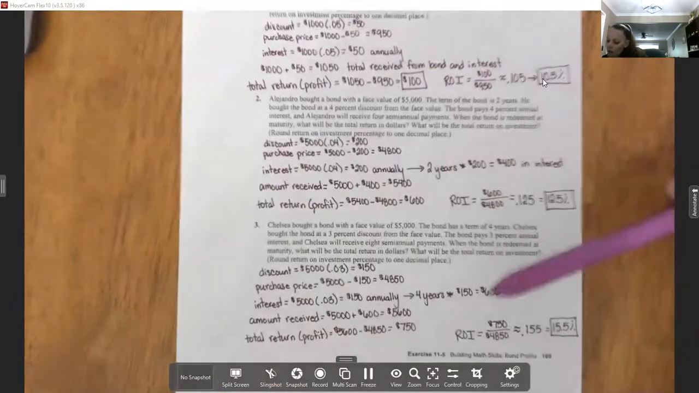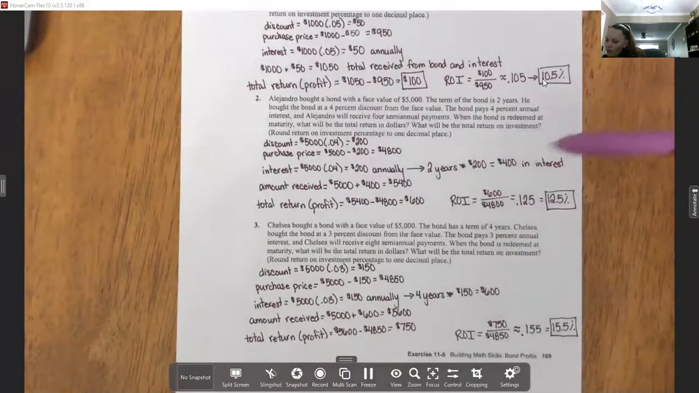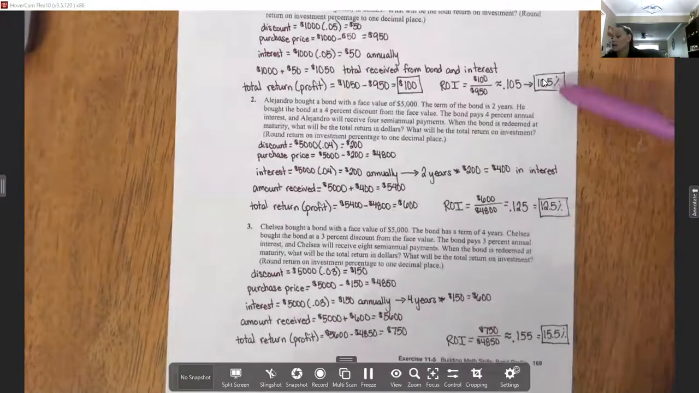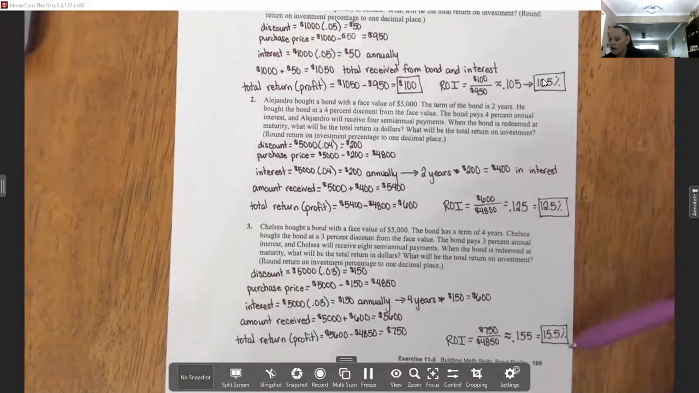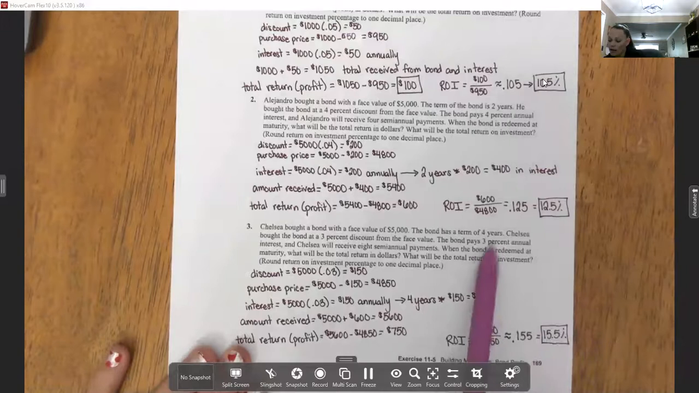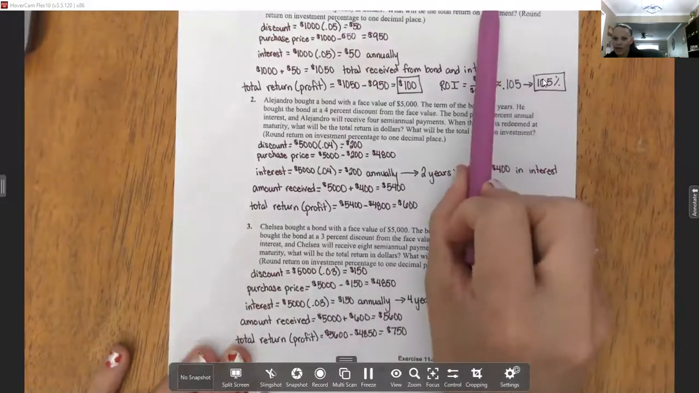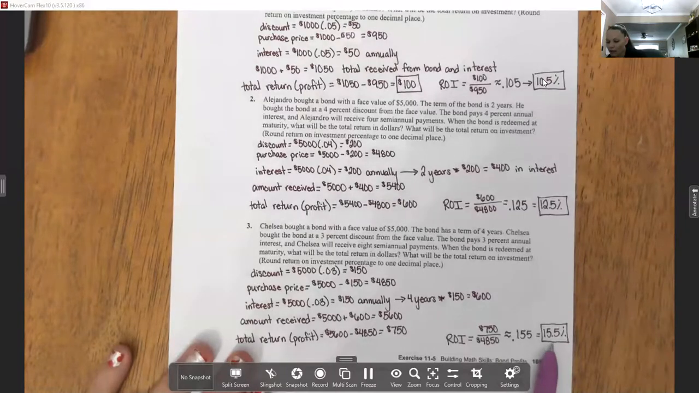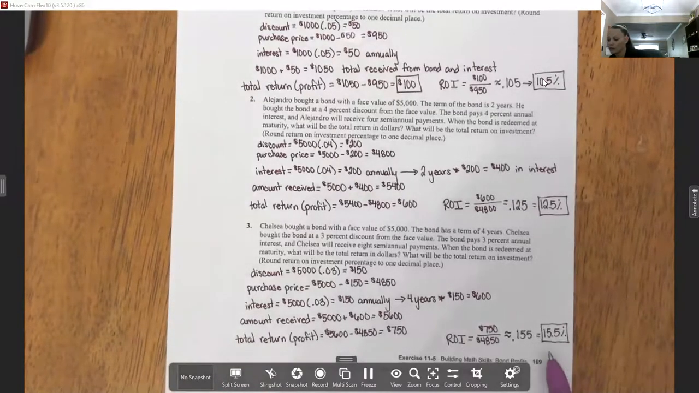So a couple of things to point out here. If we notice in all 3 of these problems, the return on investment percentage is going up. And the reason being, even though the annual percentage rate went down, this one was 5%, 4%, 3%, this one has a higher percentage. So the return on investment, you want to be as high as possible.